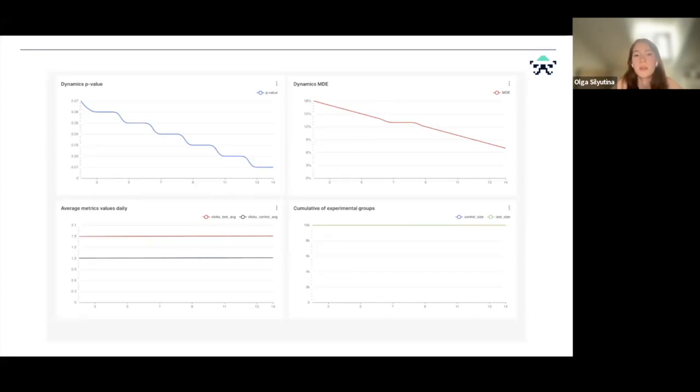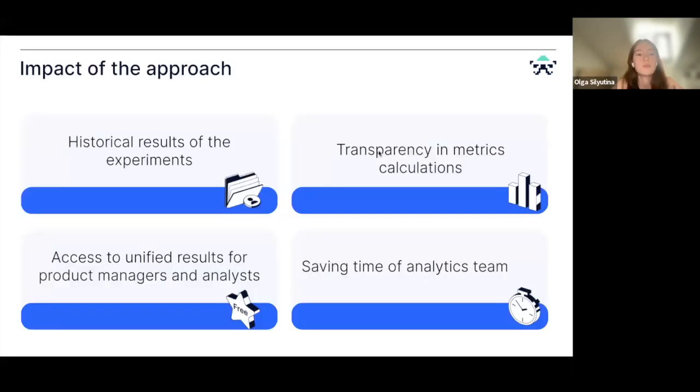So this approach helps you to get the historical results of the experiments, and get transparency for metrics calculation. So you have one and only rules for creating these metrics. You can also access unified results for product managers and analysts, and they will have the same source of truth. And of course, it saves time of the analytics team on all these select queries over the information from the experimental results.